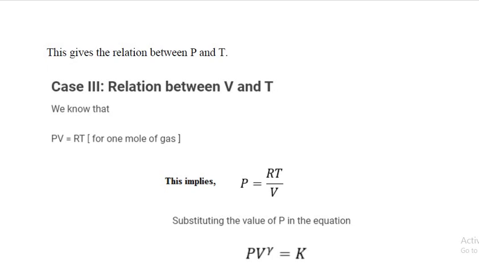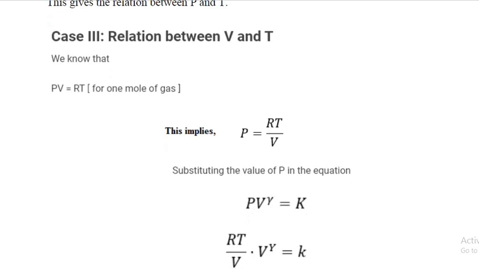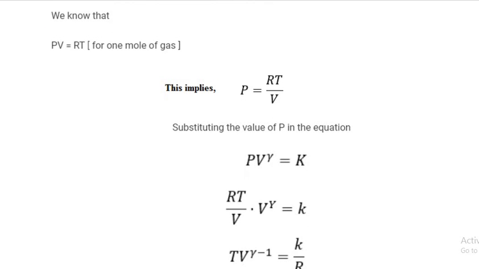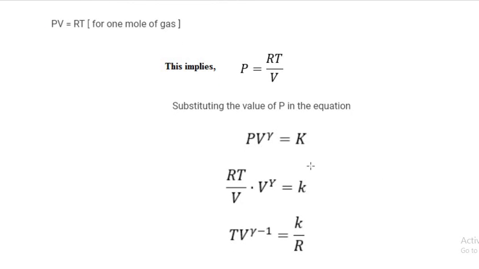Again we know that PV is equal to RT for 1 mole of a gas. This implies P is equal to RT by V. Substitute the value of P in the first relation, that is PV power gamma is equal to K. So instead of P you substitute RT by V. So RT by V into V power gamma is equal to K.